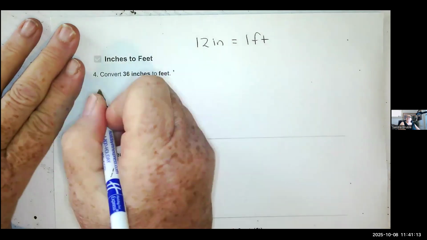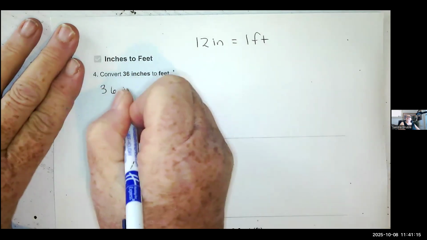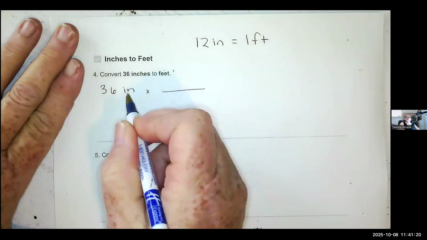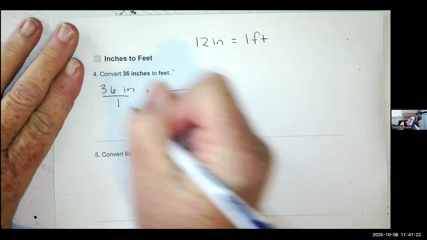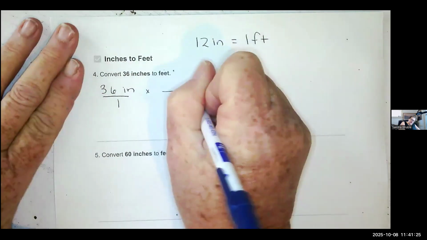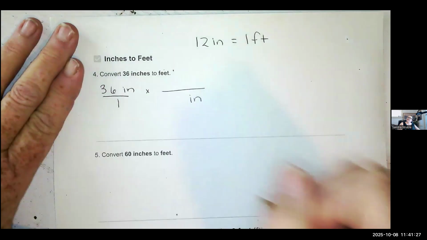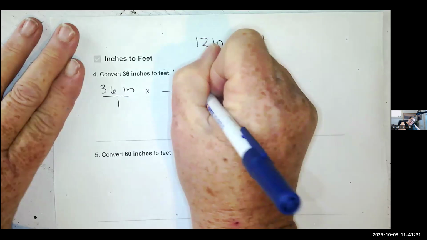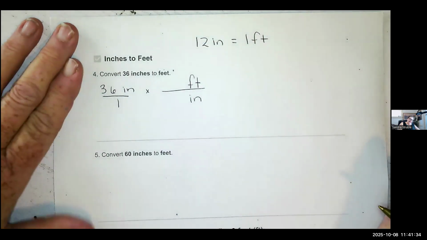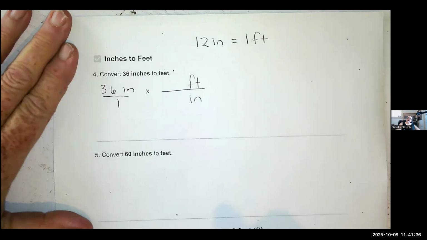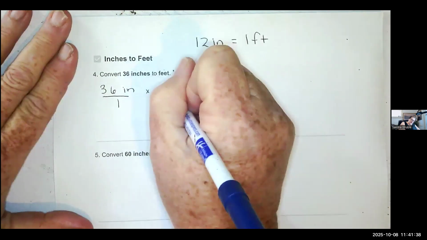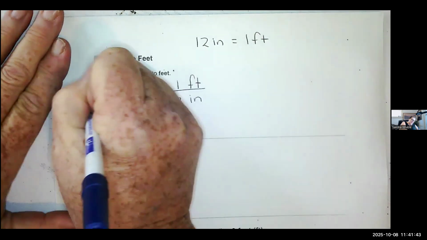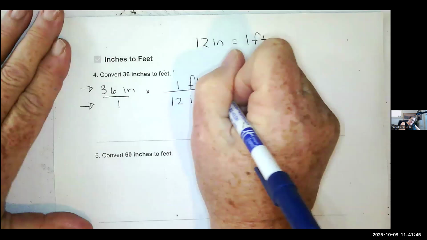So you're going to start with what you're given, the 36 inches, and we're going to convert it this time to feet. So if we've got inches currently in the numerator, in the top, we need inches in the denominator in order to reduce that and get rid of the inches and end up with feet. And we want feet, so we want that up in the numerator. Now that I've got my units in place, this is when I plug in my numbers. 12 inches, 1 foot. Now we multiply straight across. We do not cross multiply.